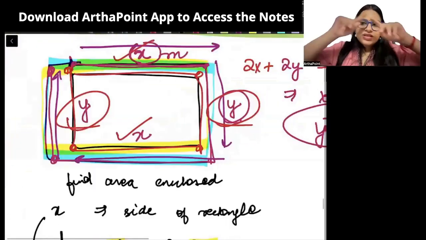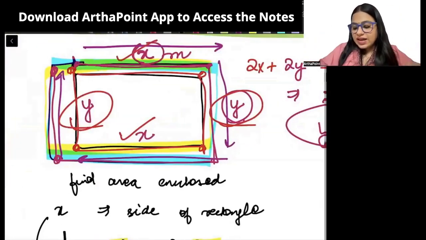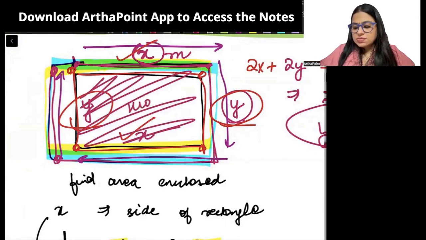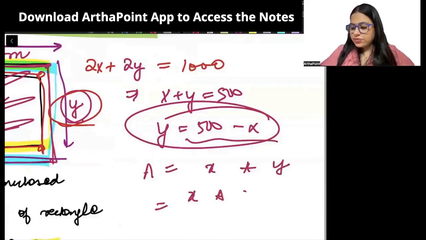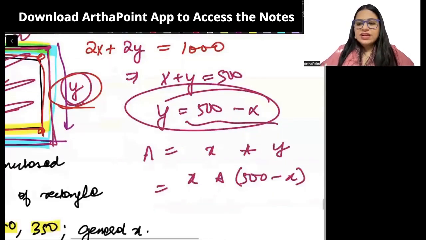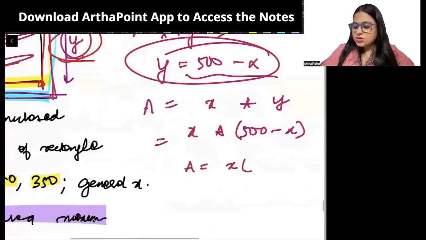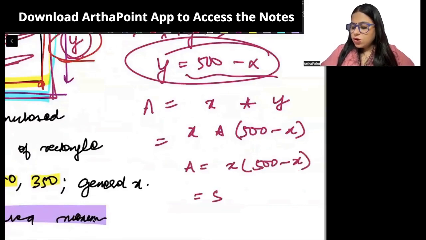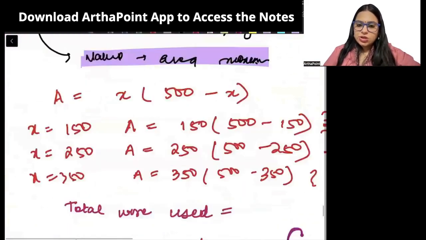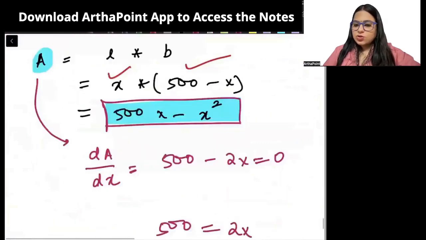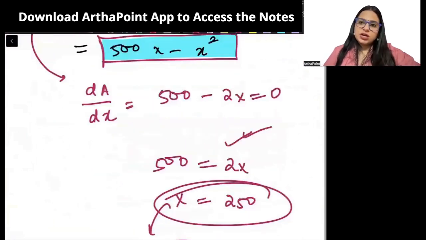Now it says that once you have covered this rectangle, we have to maximize the area inside the rectangle. So what is the area of the rectangle? It will be length into breadth. In place of breadth I will put 500 minus x. So I will get the area of the rectangle as x into 500 minus x, or 500x minus x square. This will be my area. Now I just maximize this area by doing the first order condition. So we differentiated it, equated to 0, and the value of x came out to be 250.